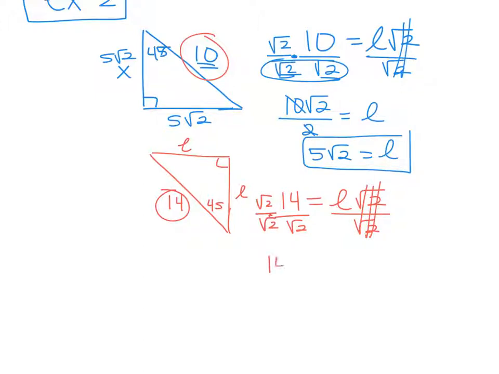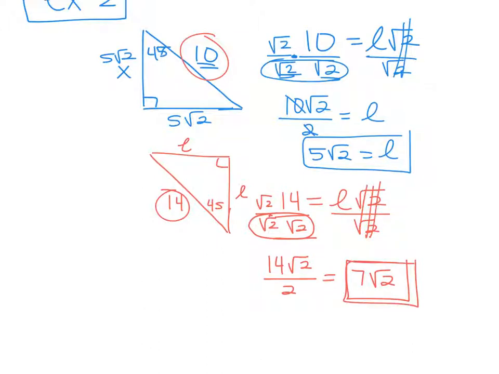That means on top you have 14 rad 2. On bottom, rad 2 times rad 2 is rad 4. Rad 4 is 2. So if you simplify that, 14 over 2 is 7 rad 2.